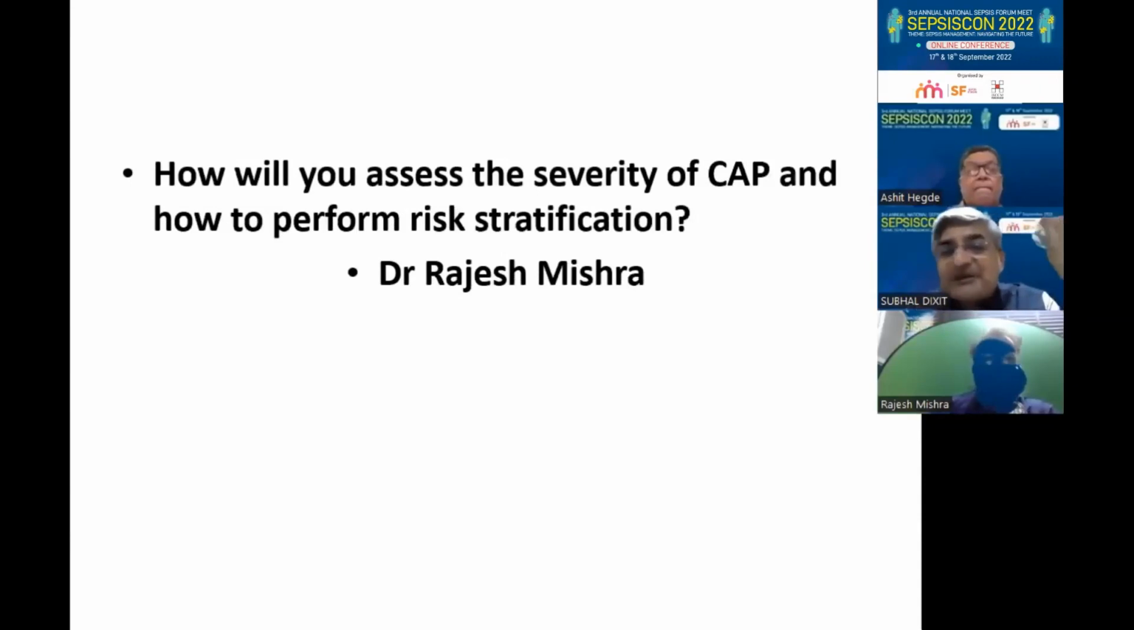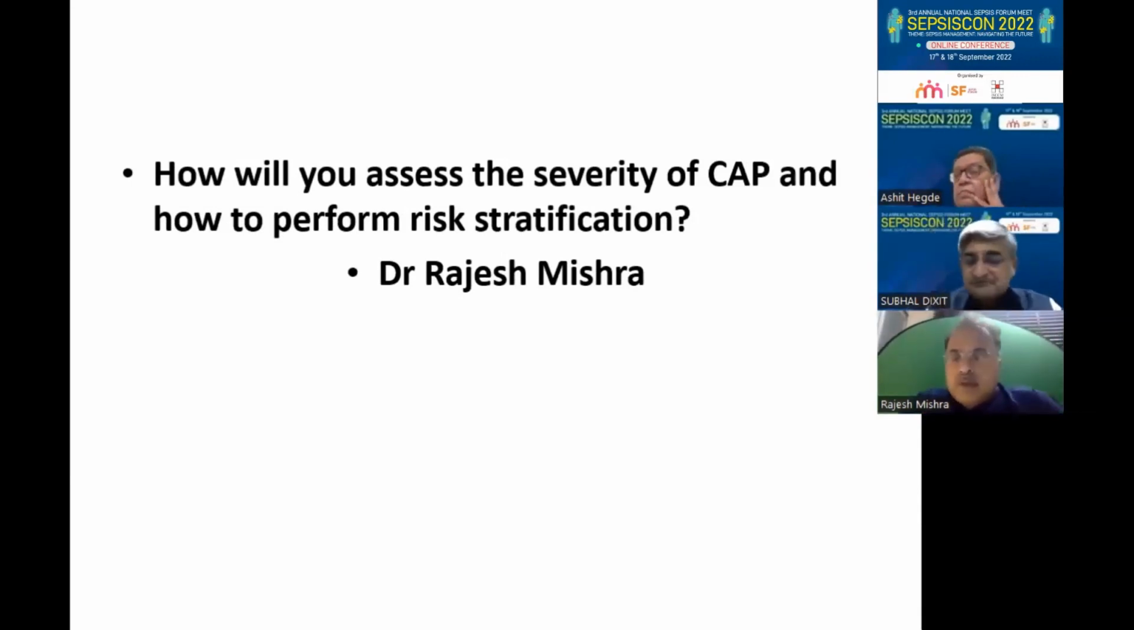We have seen that the common pathogens have come up with community-acquired pneumonia. This patient has come up with a BP of 90 systolic. So what is the severity and how will you assess this patient's risk stratification? Where will the patient get admitted, to the ward or intensive care unit or to an HDU?